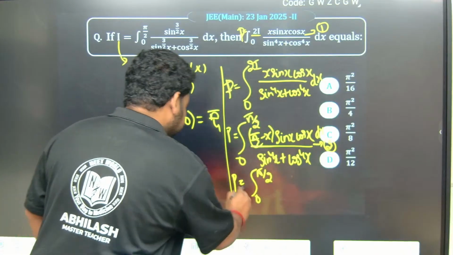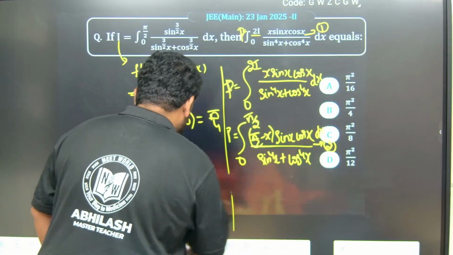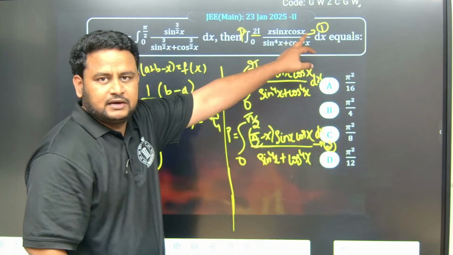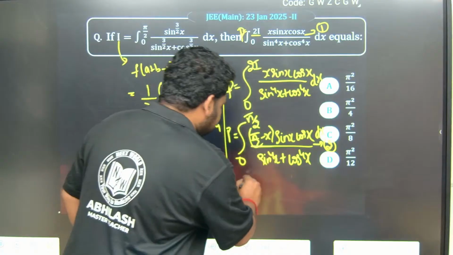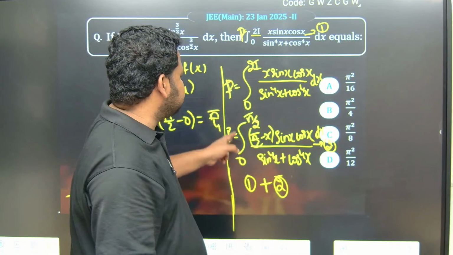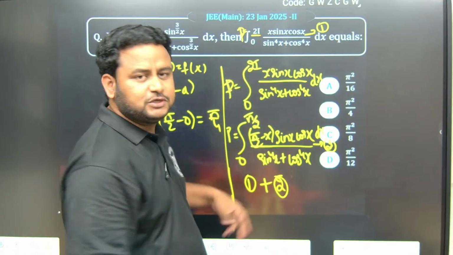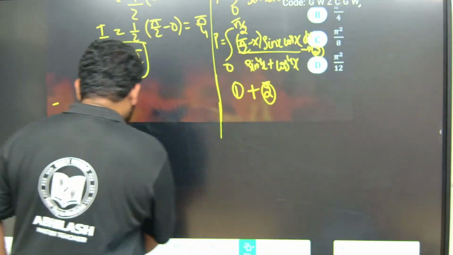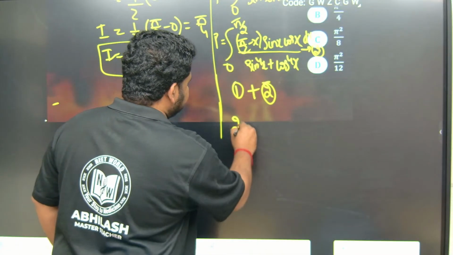Here, friends, observe carefully. Here I have 2, here I have 1. I should add 1 and 2. 1 plus 2 gives me what? P plus P, this is also P. P plus P gives me 2P. This gives me 2P.